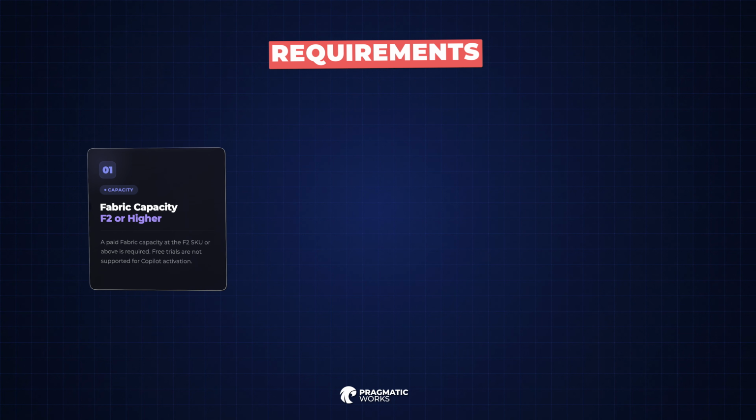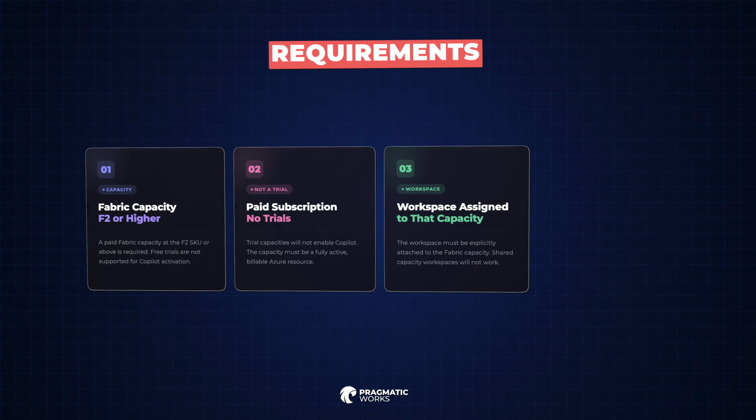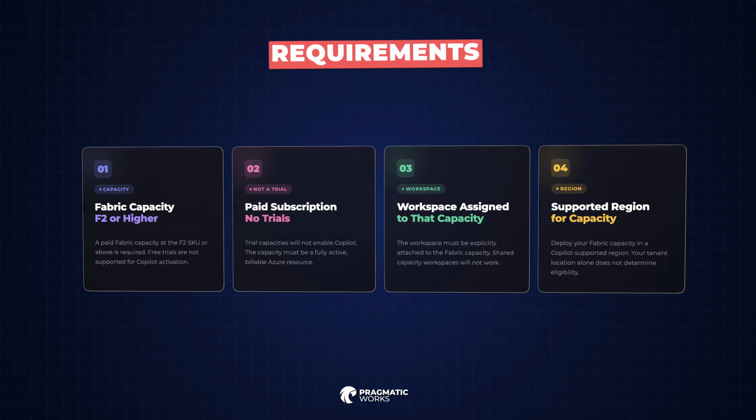All right, let's talk about what Copilot requires. A Fabric capacity, F2 or higher, not a trial. You need a workspace assigned to that capacity. The Copilot tenant setting must be enabled as well. And the fourth thing is you need a supported region for the Fabric capacity, not your tenant location. If any of those are missing, the Copilot icon can show up even when Copilot isn't actually operational.